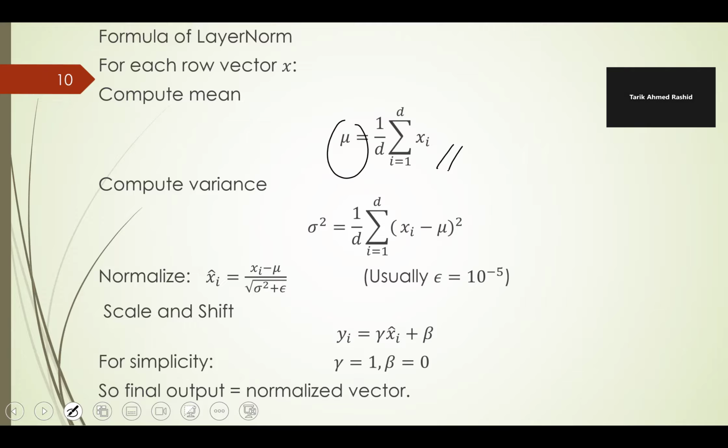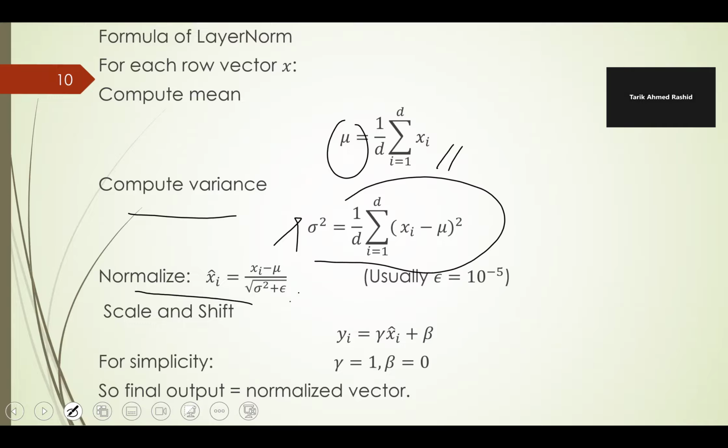And this is how we compute the variance. It'll be the observation minus mu, squared, and over d. That's how we get the normalization. So x minus mu over the square root of the variance, and the variance is computed from here.